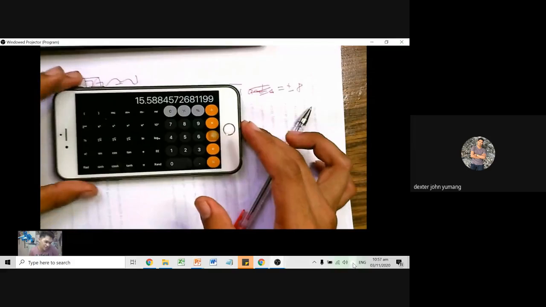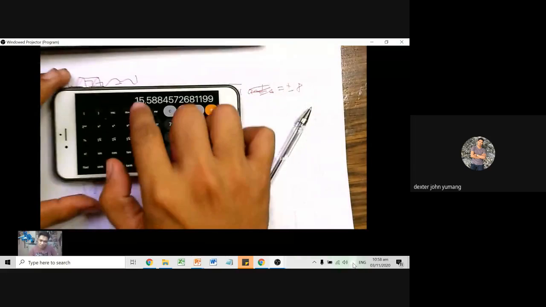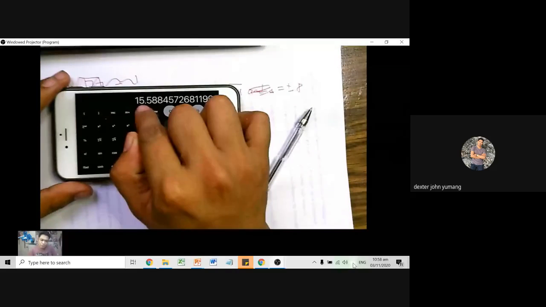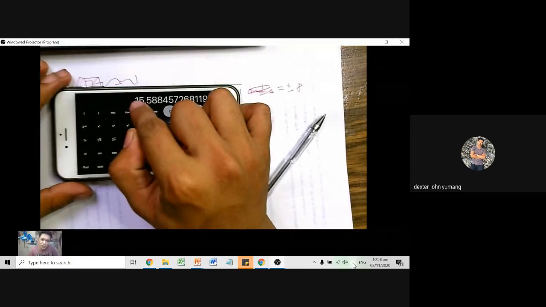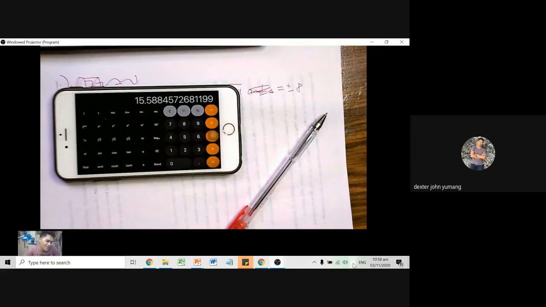Yun po yung sagot. That is between 15 and 16. Paano ko po ginawa si 16? Si 15 ito po. Tapos, si 16, anong sunod ng 15? That is 16. Yan po yung sagot. Between 15 and 16. Ganun lamang po.